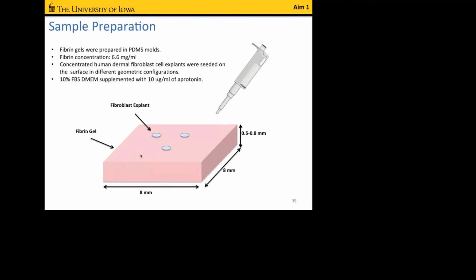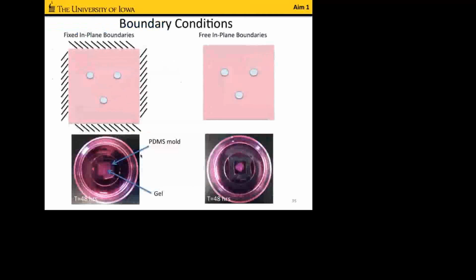So we have these fibrin gels. We're sticking with this triangular explant pattern for the time being, and we're casting these gels with the explants in these square PDMS molds, and then what we do is we keep them attached to the molds and call that our fixed in-plane boundary condition experiment. Or we basically remove the attachments of the gel with the borders of the PDMS mold. It's still attached to the glass, and that's called our free in-plane boundary condition.